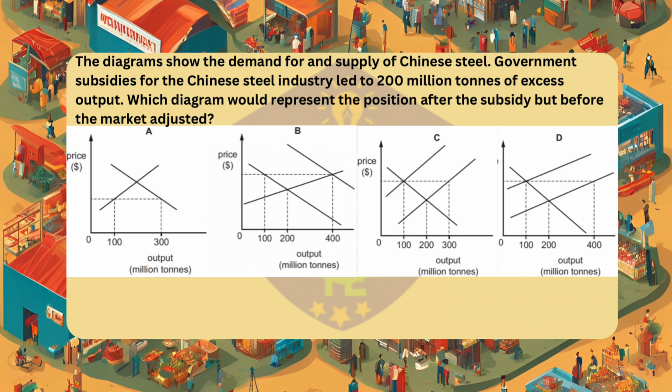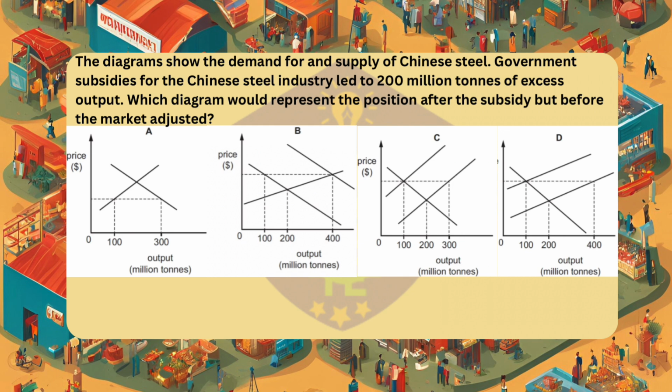When the government provides a subsidy to the Chinese steel industry, it lowers the cost of production for steel producers, which causes the supply curve to shift to the right. This means that at every price level, producers are now willing to supply more steel. However, the demand for steel remains unchanged, so the quantity supplied exceeds the quantity demanded at the new price level. This leads to a surplus in the market, specifically a 200 million ton excess output, as the quantity produced is higher than what consumers are willing to purchase at the current price.